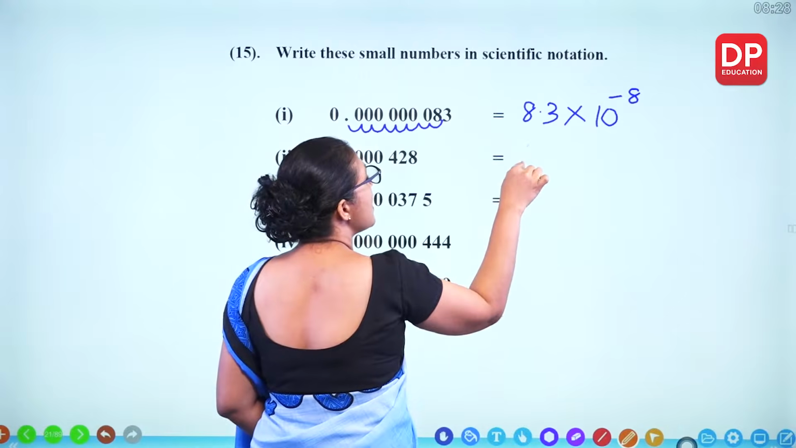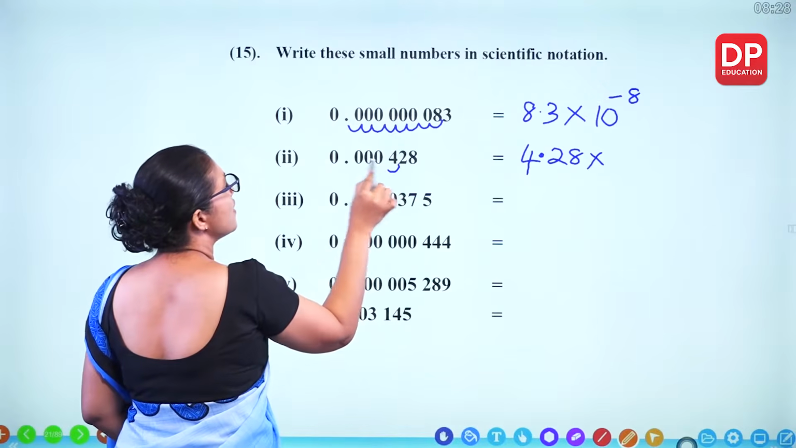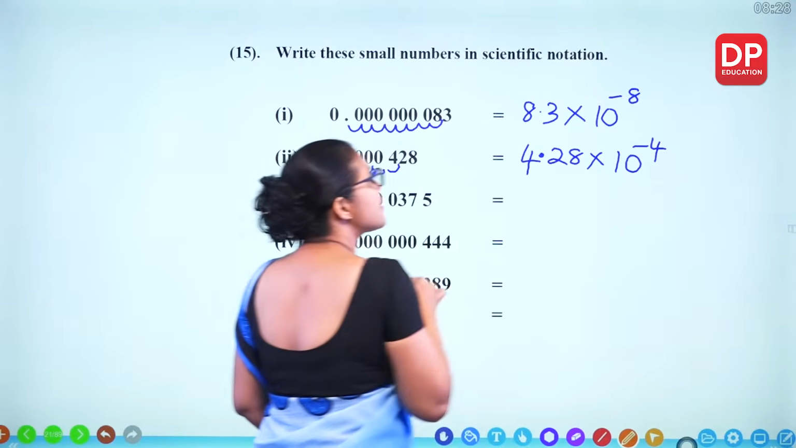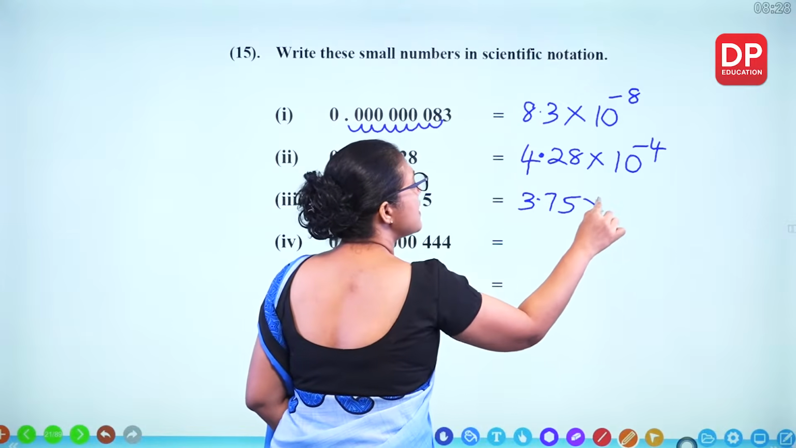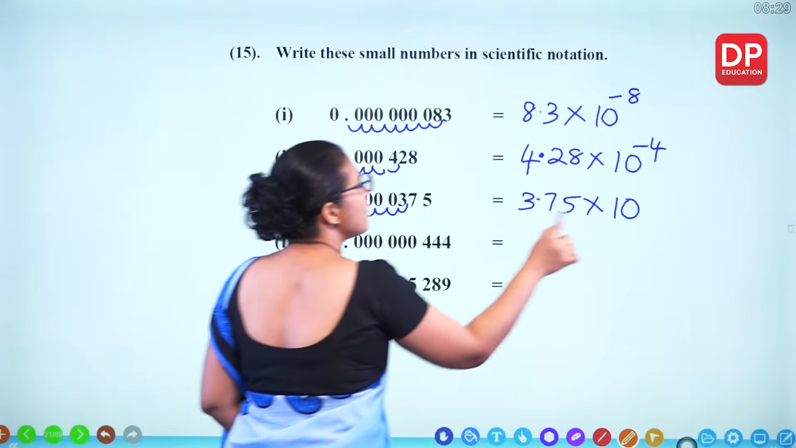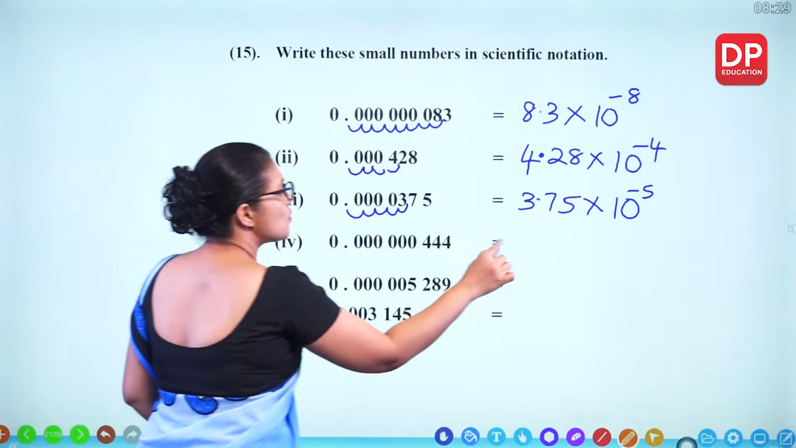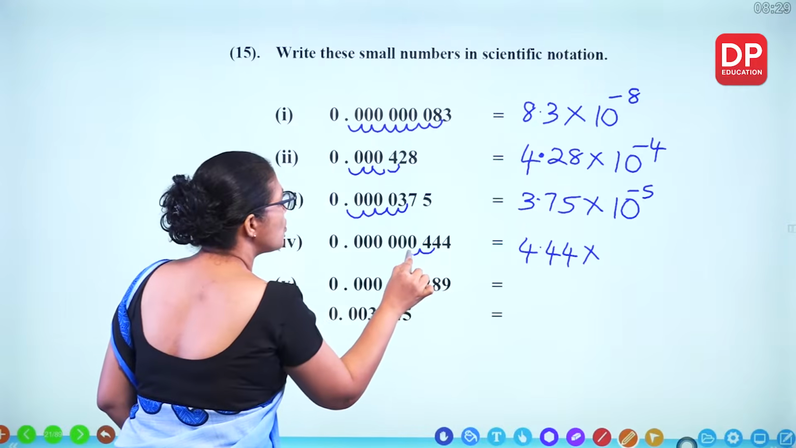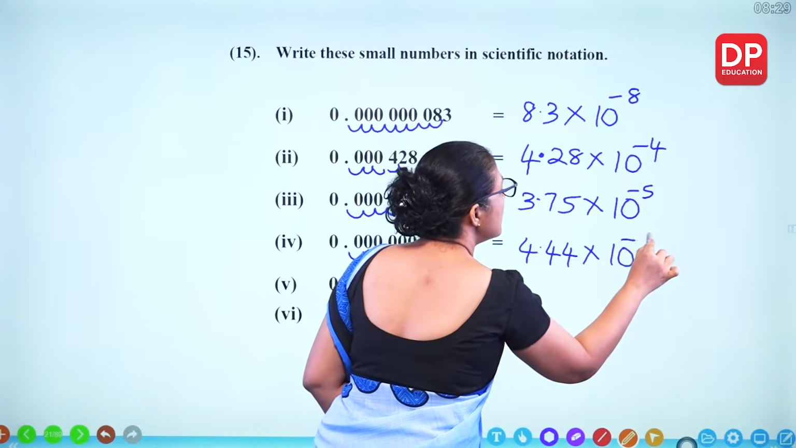Here the number less than 10, 4.28. Here to here, 1, 2, 3, 4 places to the left, that's minus 4. This one, 3.75 is the number less than 10. How many places? 1, 2, 3, 4, 5. 5 places to the left, that's negative 5. This one, 4.44. How many places? 1, 2, 3, 4, 5, 6, 7 places to the left.